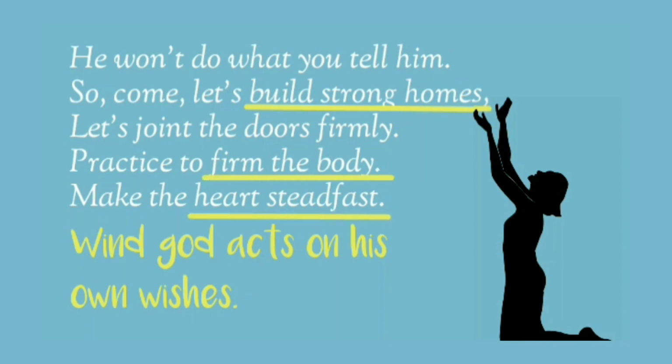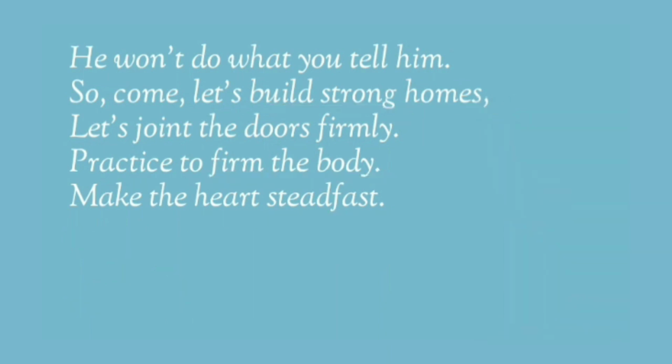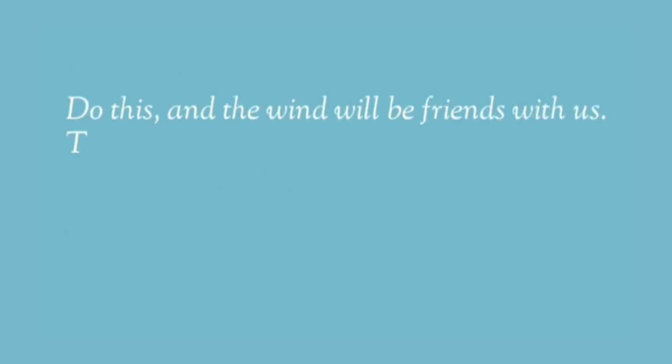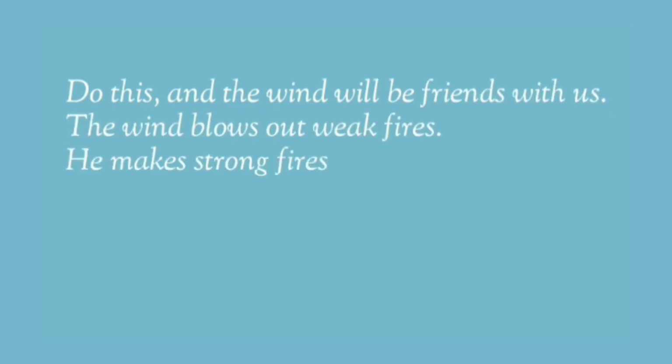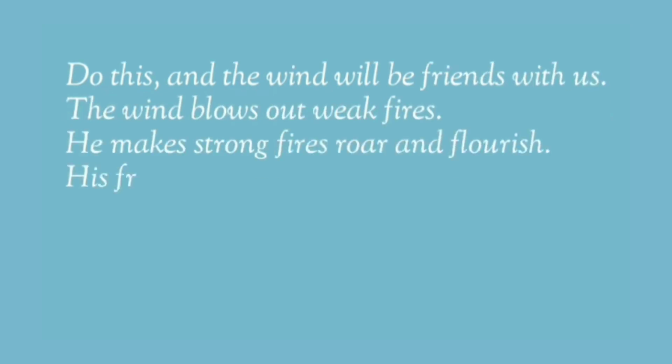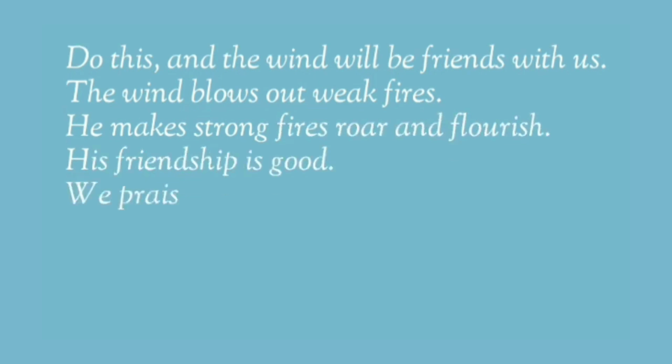The last 5 lines of the poem are: Do this and the wind will be friends with us. The wind blows out weak fires. He makes strong fires roar and flourish. His friendship is good. We praise him every day.